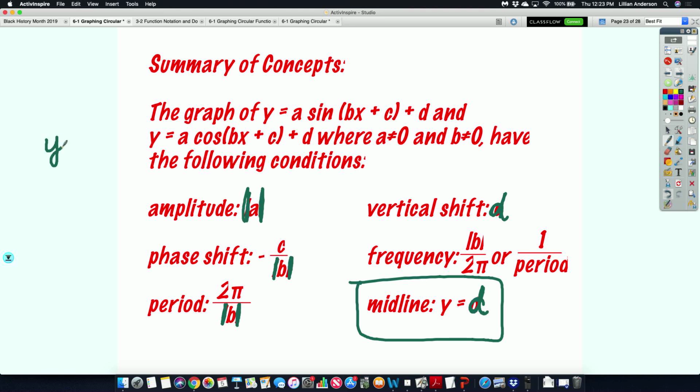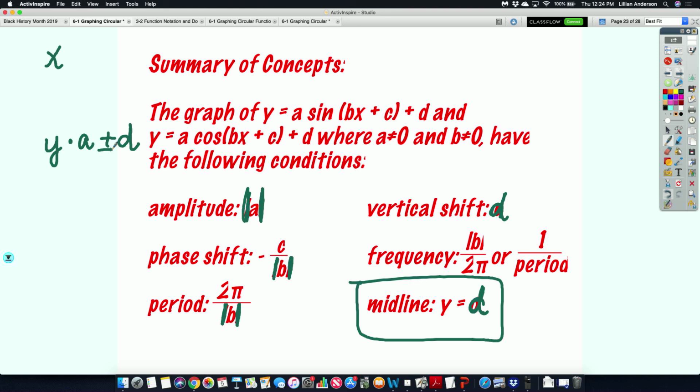Remember, your x and your y coordinates. When I have an amplitude, does that affect my x's or my y's? And am I multiplying or adding them? Whatever my amplitude is, I'm going to multiply my y's by it. What else affects my y's? Which one of these pieces? After I've applied my amplitude, I'm going to either add or subtract that vertical shift.